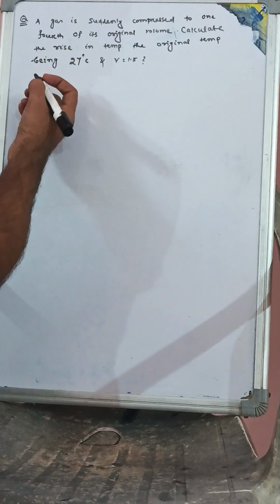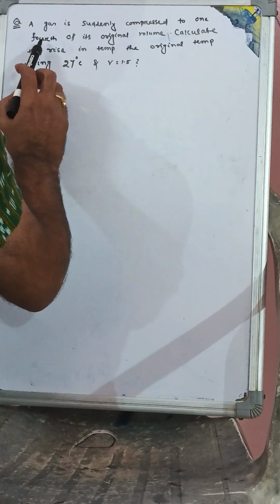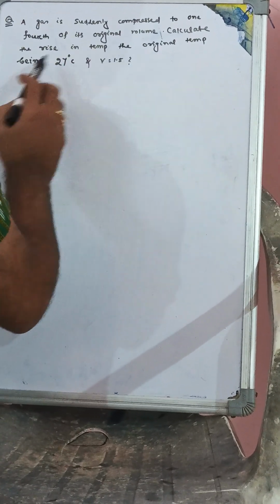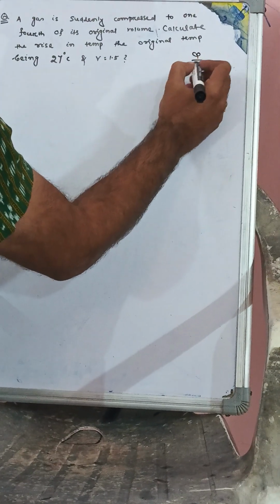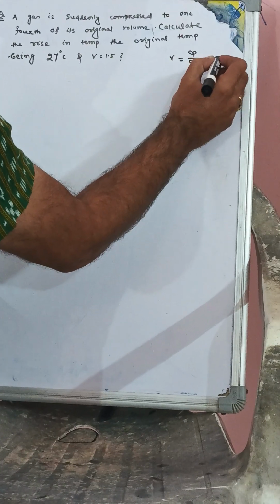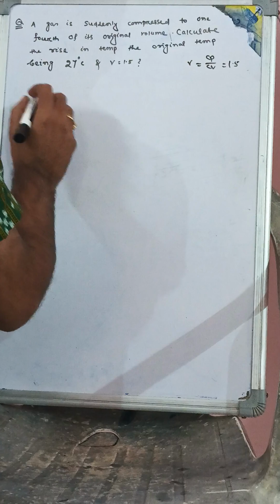This is a numerical problem. A gas is suddenly compressed to 1/4 of its original volume. Calculate the rise in temperature, the original temperature being 27 degrees Celsius, and Cp by Cv, that is gamma, is equal to 1.5. Then we find the rise in temperature, that is T2.